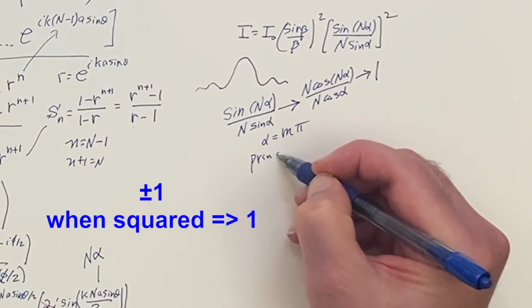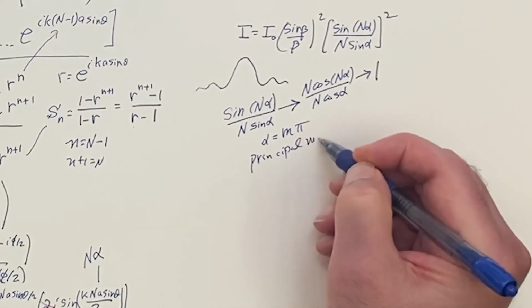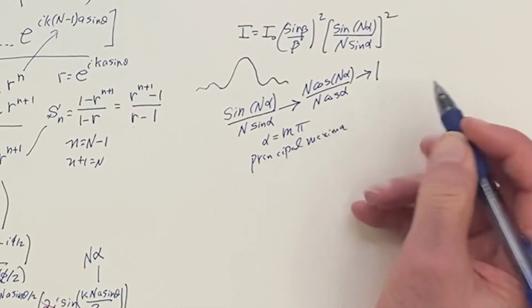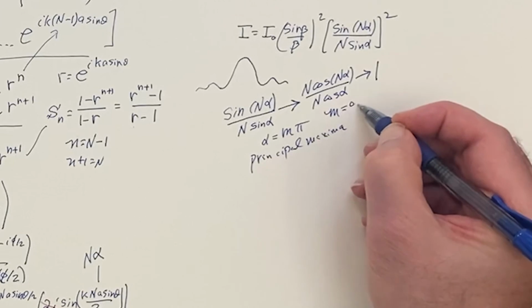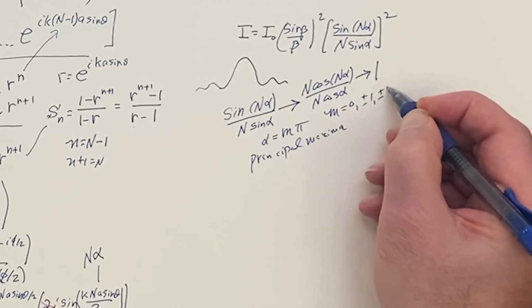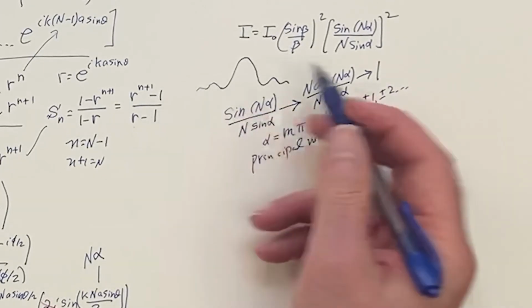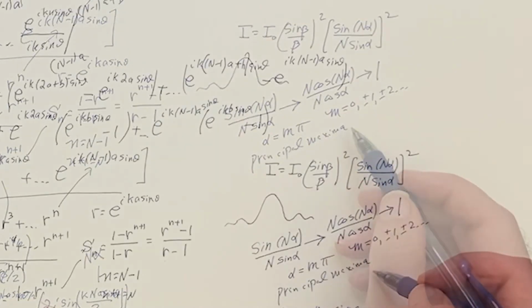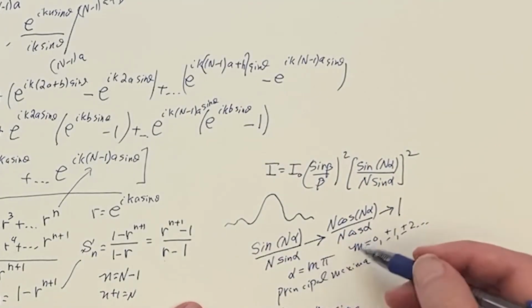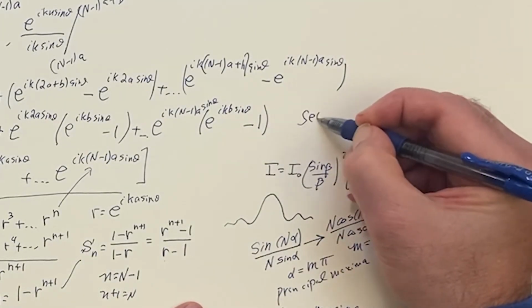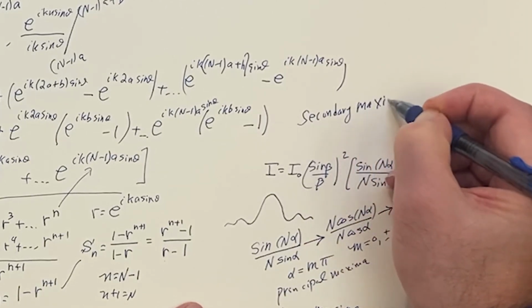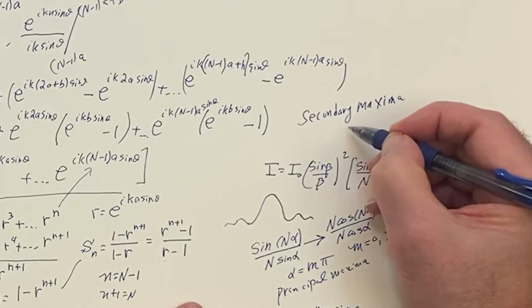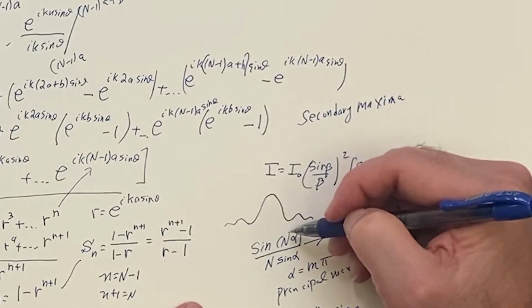And so this is called the principal maxima, and they occur when, you know, you can think of n, you can even put in 0 in there, plus or minus 1, plus or minus 2, etc., because you have them on either side. These are the principal maxima. Now for the secondary maxima, we're going to consider the sine maxing out at 1 or minus 1.